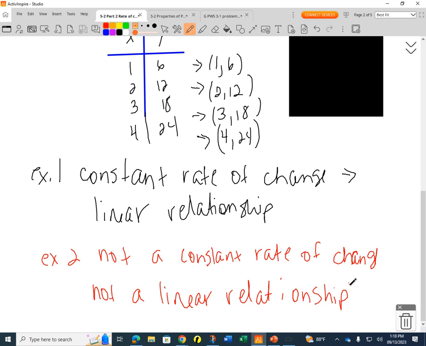You caught up with me? Jeremiah? Sit. You're not caught up with me. We're all the way down to writing that example 2 is not a constant rate of change.